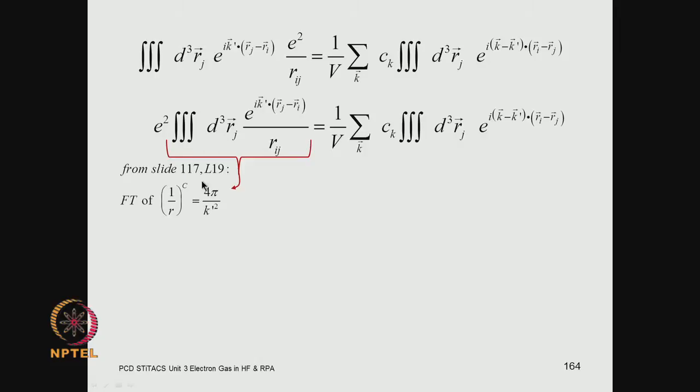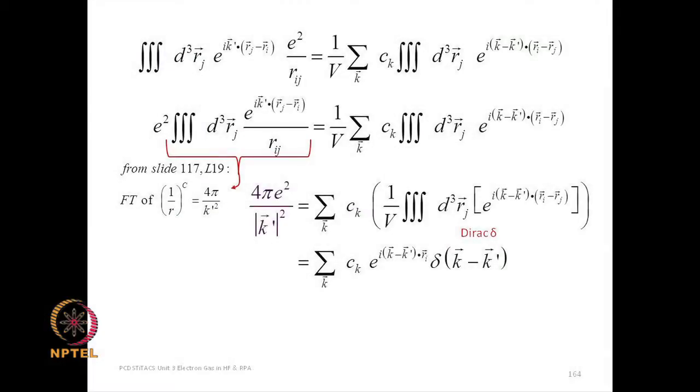So, you get 4 pi e square into 4 pi over k prime square, k prime because you have a k prime over here. Okay. So, this is the Fourier transform of the Coulomb potential, and our result is that 4 pi e square over k prime square is equal to this integral. But when you look at this volume integral along with the 1 over v, you are essentially looking at the Dirac delta which we have used in the previous class. Okay, we have used this explicit form of the Dirac delta.